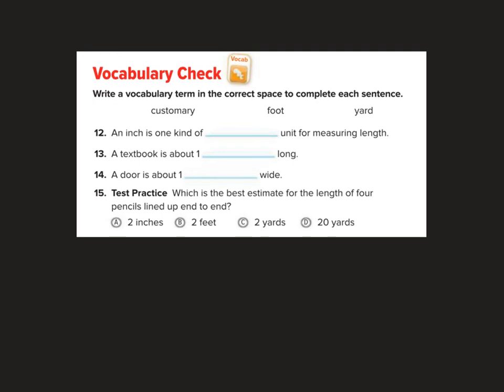Vocabulary check. Write each term in the correct space to complete each sentence. Okay? An inch is one kind of blank unit for measuring length. So that would be a customary unit. A textbook is about 1 foot long. And a door is about 1 yard. Right? If you took your chair and you put it on its side, it'd be about how wide your door is.